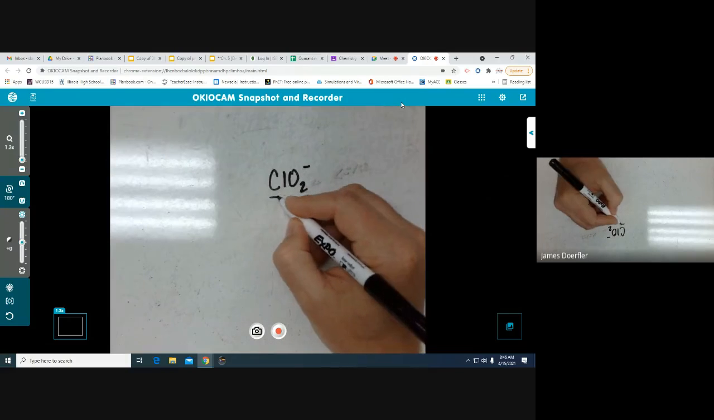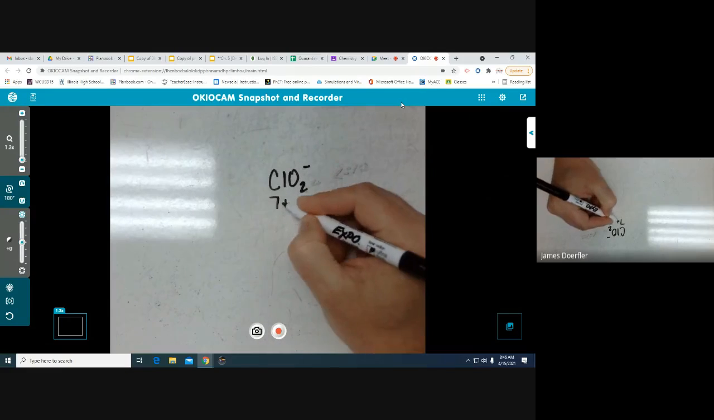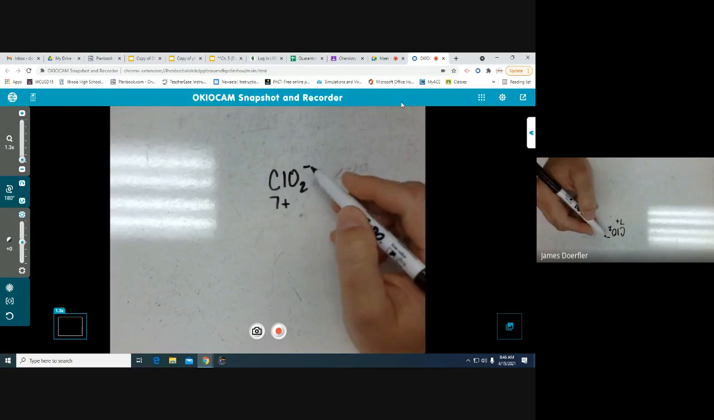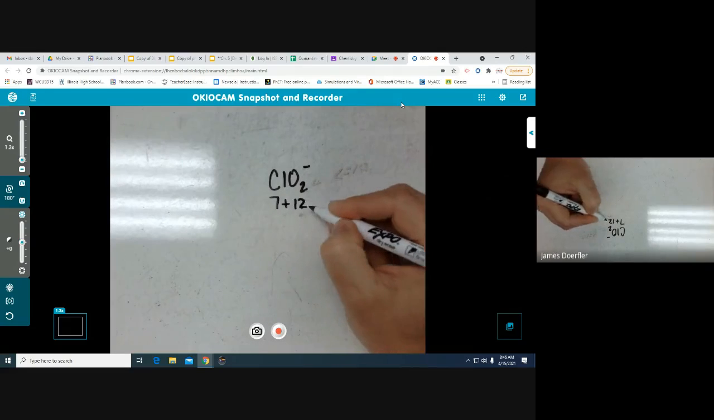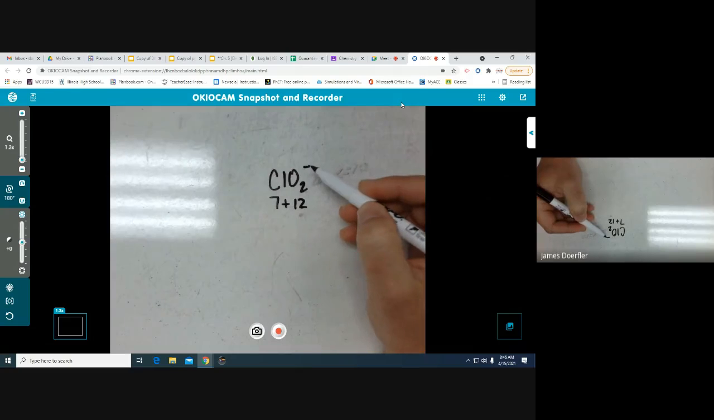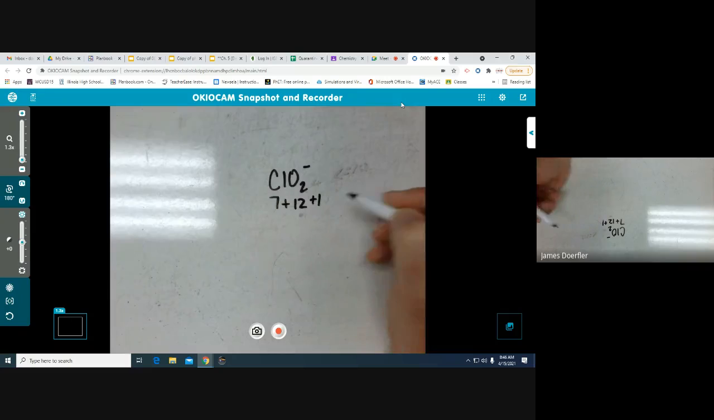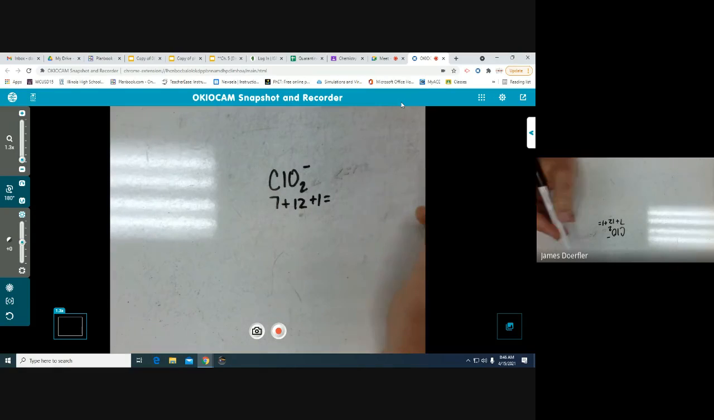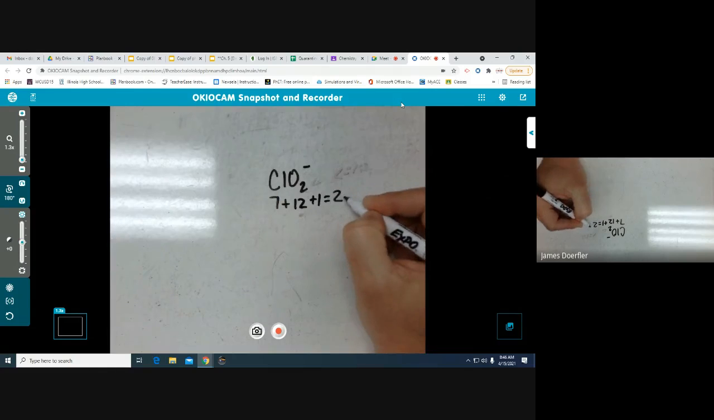Chlorine has 7 valence electrons. Oxygen has 6, but there are 2 present. So 6 times 2 is 12. But then you see this minus 1 here. What does that mean I have to do with my number of electrons? I have to add for each charge. And since there's only a minus 1, I add 1 electron, which gives me a total of how many? 20. Very good.